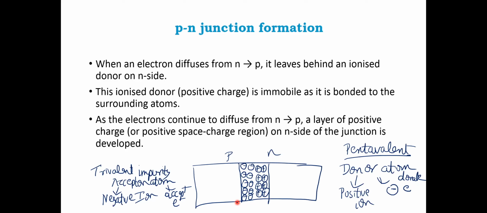And that is why these ions are called uncompensated. Uncompensated, or sometimes we also call them uncovered ions. It means that the corresponding electron which was maintaining the neutrality is no longer there; it has already diffused to the other side.